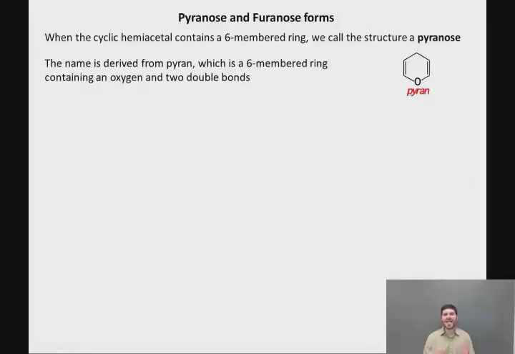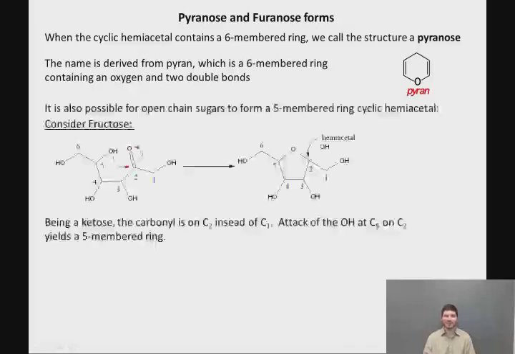So when the cyclic hemiacetal contains a six-membered ring, as it does in the structure of glucose that I showed on the previous slide, we call the structure a pyranose. And the name is derived from pyran, which is a six-membered ring containing an oxygen and two double bonds drawn on the right side of your screen. However, it is also possible for open chain sugars to form a five-membered ring cyclic hemiacetal. And you should have been in this course long enough by now to realize that 5- and 6-membered rings are the two most favorable ring sizes.